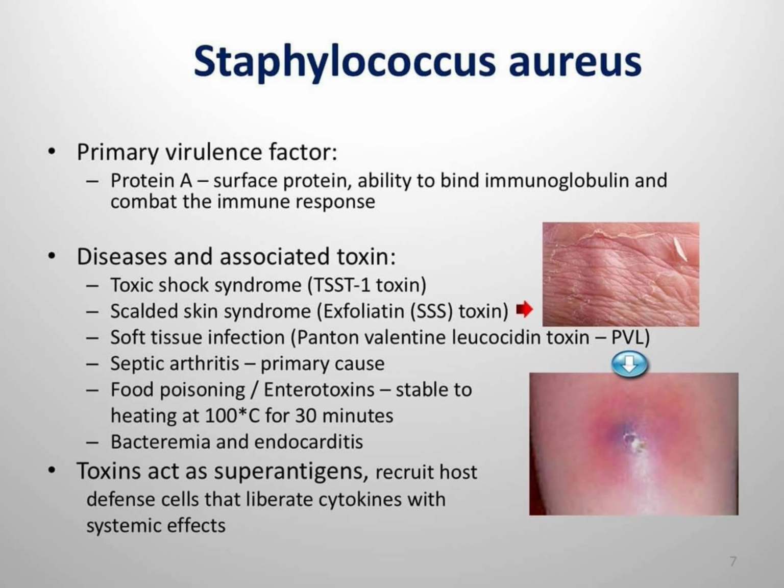Staphylococcus aureus, S. aureus, is a gram-positive bacteria that is commonly found on the skin and in the nasal passages of humans and animals. While S. aureus is typically a commensal organism that does not cause harm, it can also cause a wide range of infections, from minor skin infections to life-threatening conditions such as sepsis and endocarditis.